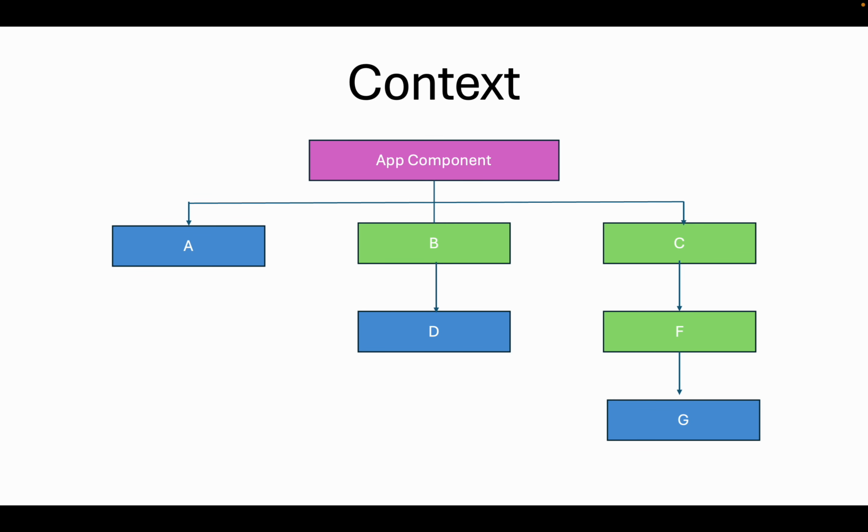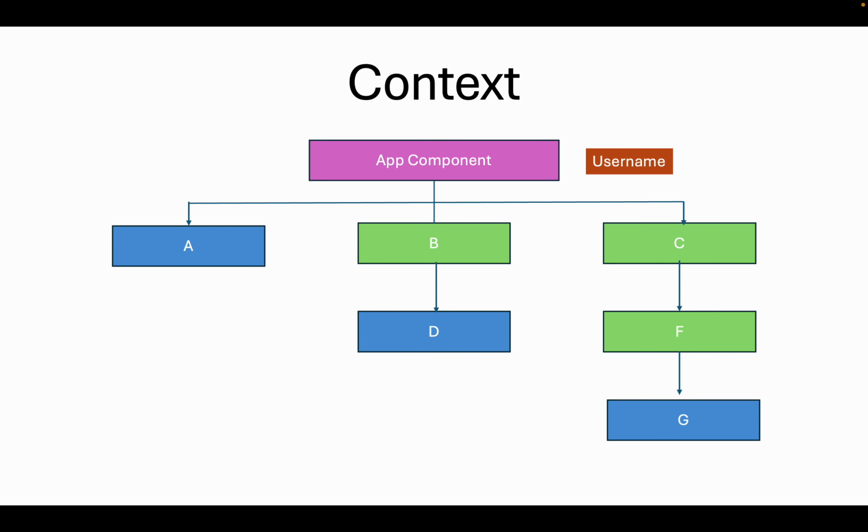This is a very traditional example. We have an application with a couple of components: component A, component B, component C, component D, E, and F respectively. Components A, B, C are on the same level. D and F are on the same level, and G is on the last level. What happened in this example is that I have a username available in the app component. So I want this username to be shown in my A component, D component, and G component.